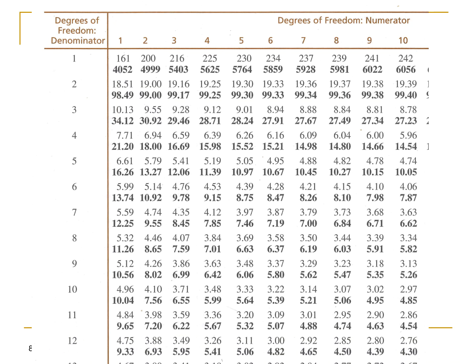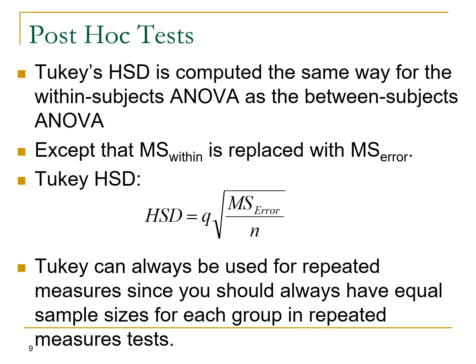So again, we're going to check to see if it's significant. Look at the degrees of freedom chart. We're going to find that we need a 4.10 with the degrees of freedom 2 and 10. So that's what we're looking for. If we find that statistical significance, we're again going to do a Tukey's HSD.